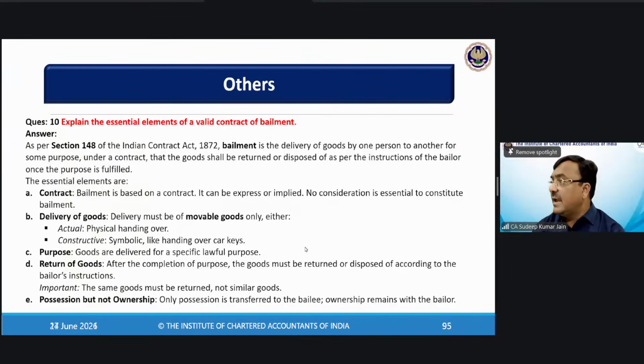If the bailor has no title, अगर बेलर के पास ओनरशिप नहीं थी, किसी और के गुड्स पकड़ा दिए और इससे बेली को नुकसान हुआ, तो बेली वो नुकसान किससे क्लेम कर सकता है? बेलर से क्लेम कर सकता है। यानी कि अगर बेलर की गलती की वजह से बेली को नुकसान होता है तो वो बेलर से क्लेम कर सकता है। सर, एग्रीड?